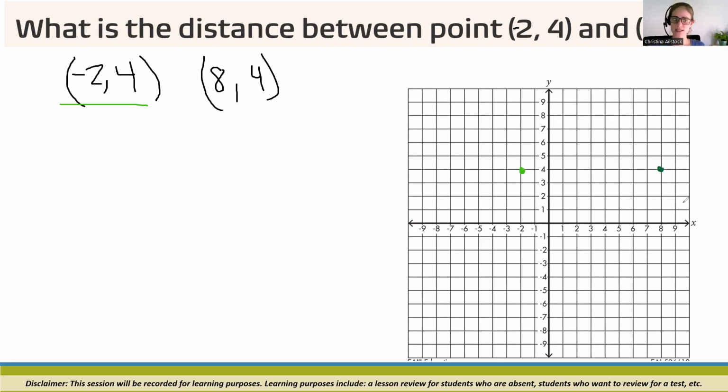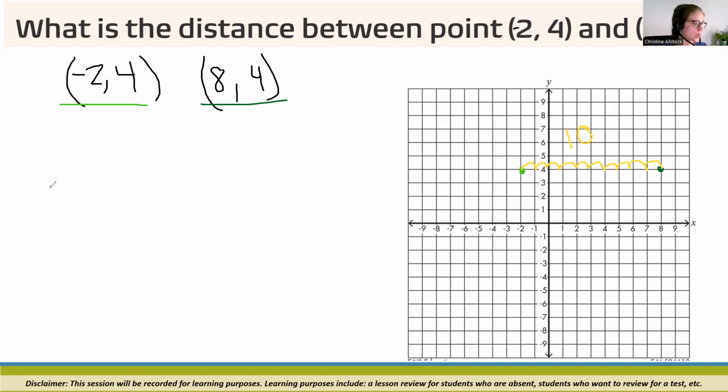And like I said earlier, last time we had 2 points that kind of made a vertical line. We can also have horizontal ones, because they are ones that right now we can tell the distance between by just simply counting. So 1, 2, 3, 4, 5, 6, 7, 8, 9, 10. So they are 10 units apart. That is the distance between them.